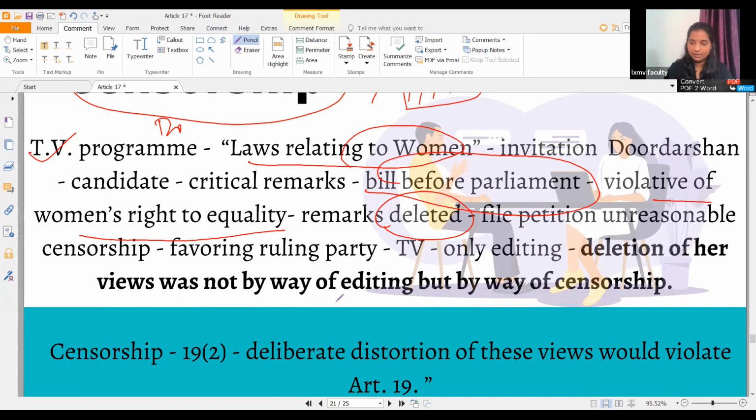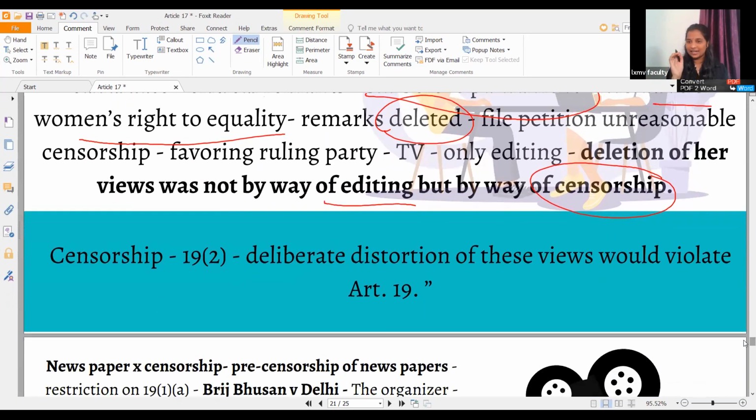The court came, but the other party, that is Doordarshan, told that it is not a censorship. We did not want to delete it, but it is only editing because the interview was very long. You see how intelligent. The court rightly took hold of it, saying that interviews and newspapers cannot be allowed to pre-censorship.